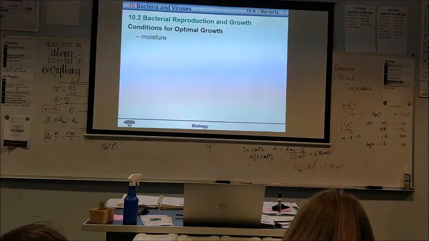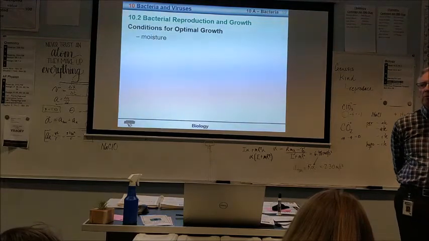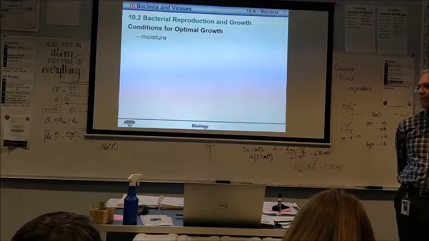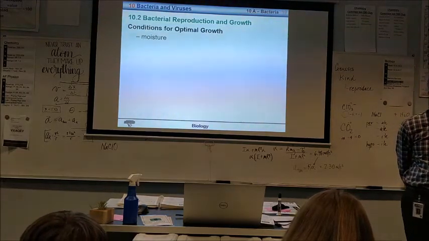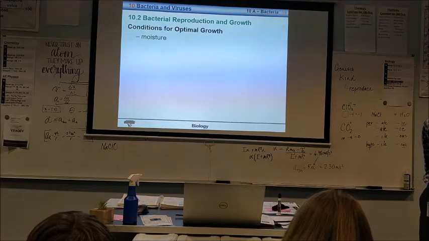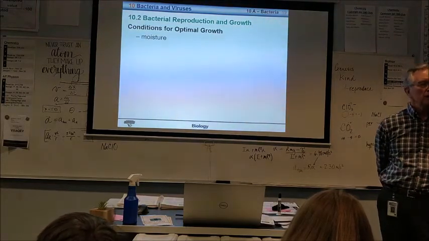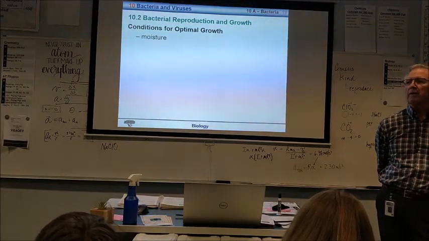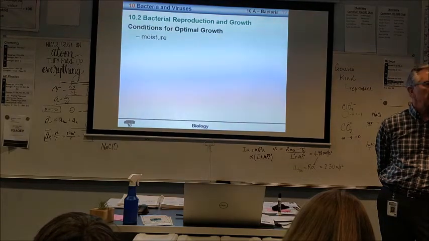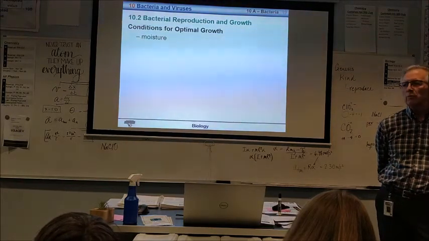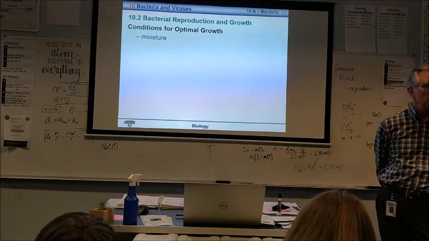So, what do you need for bacteria to reproduce rapidly? Well, obviously they need to be moist. Okay, there needs to be moisture, water present. What can we do to food to keep it from spoiling as quickly? Let's say fruit. We often do this with fruit.